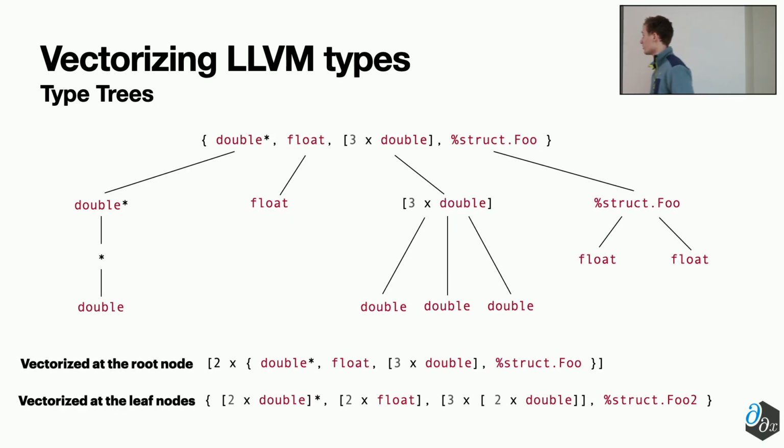Here is how an LLVM type would look. I drew this as a tree, so you can see where the leaf nodes are. For our first approach, vectorizing at the root node, if we want to vectorize by 2, we can just plug that into an array and be done with it. For vectorization at the leaf nodes, it gets a bit more complicated, where we have to consider each leaf node value and vectorize that by 2. Note that we stop at pointer boundaries and then apply this whole scheme recursively, so that we always only have one pointer instead of n. We never have n pointers.